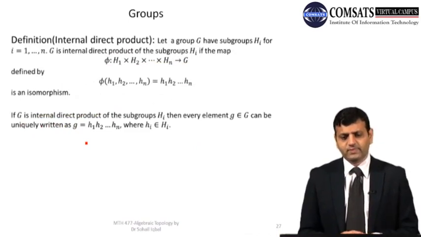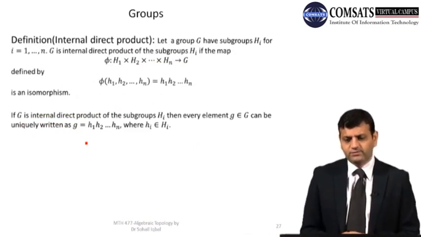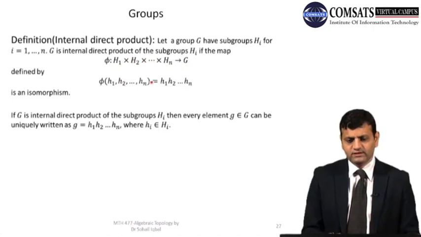Internal direct product. Let a group G have subgroups Hi. Then G is the internal direct product of the subgroups Hi if the map phi from H1 cross H2 up to Hn to G, defined by simple multiplication, is an isomorphism. So if G is the internal direct product of the subgroups Hi, then every element of G can be written uniquely as h1 h2 up to hn, where hi belongs to Hi. We will see many examples of this internal direct product in our course later on.